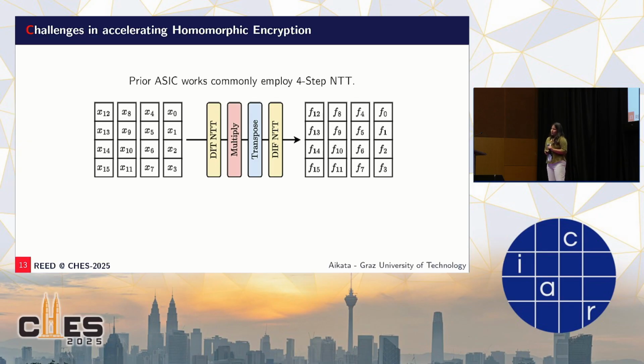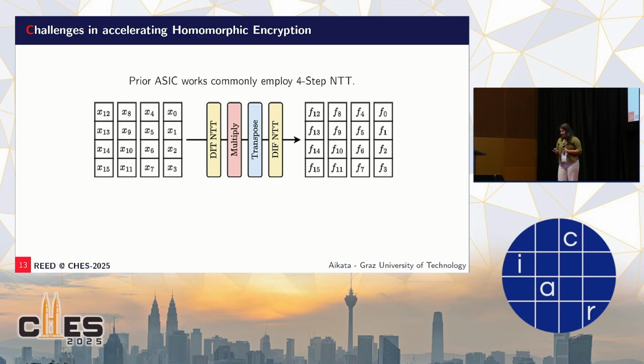When we started this work, we saw that almost all prior works commonly employed a 4-step NTT. And in a 4-step NTT, you split up or you store a polynomial in matrix format. And in most of these works, this matrix is strictly a square matrix. Then you apply unrolled NTTs, let's say, on the columns, and then an expensive transpose operation is done on this matrix, followed by unrolled NTT again on the new columns.